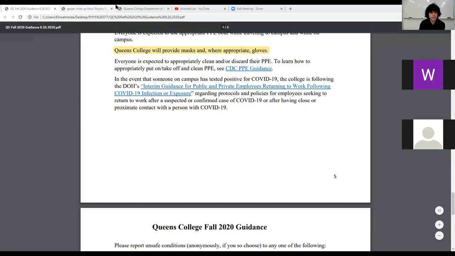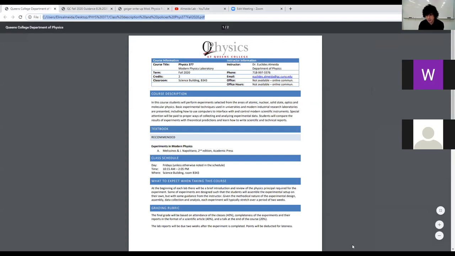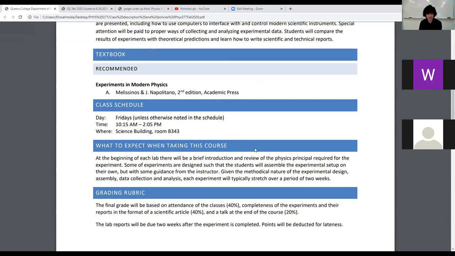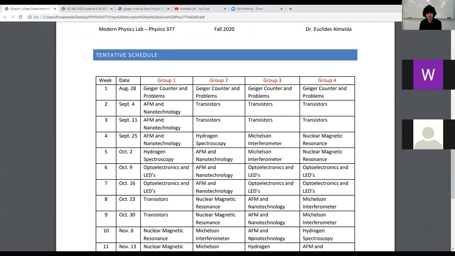So let me share the screen again. Let's share Google Calendar. All right, so this is our syllabus. Let me zoom in so you see it better. As I told you, I'm not available for office hours, only online communication. So you perform several experiments. In the second page, I divided them into four groups. So these are the titles of the experiments, and they cover different areas.